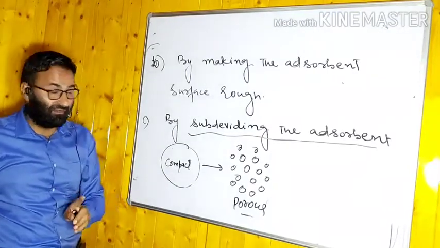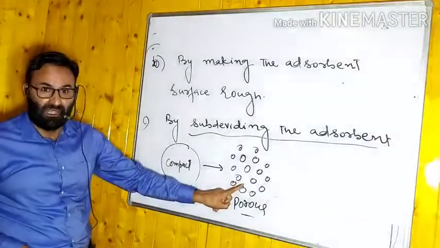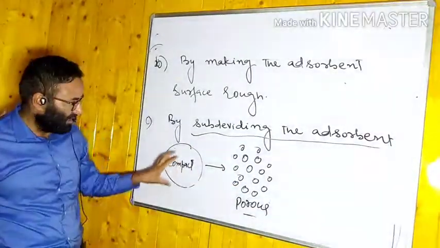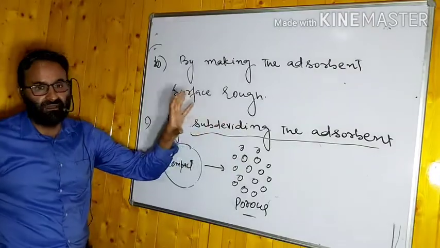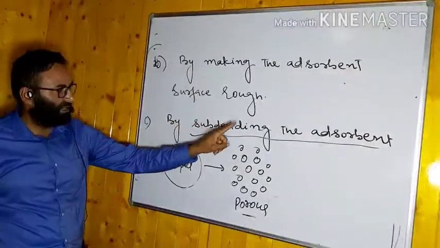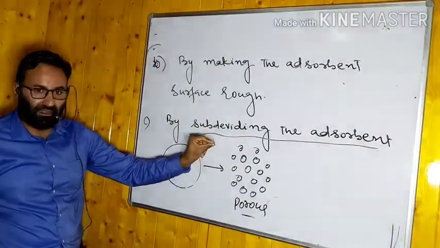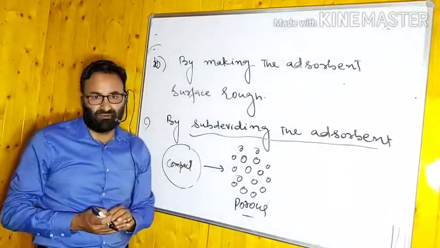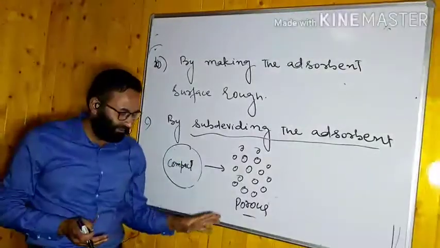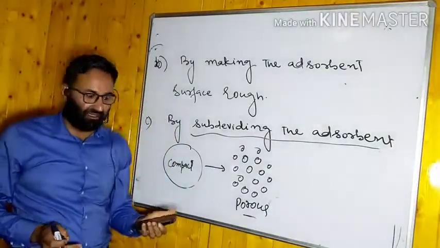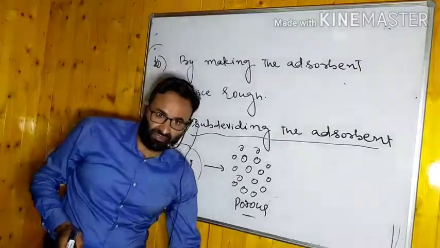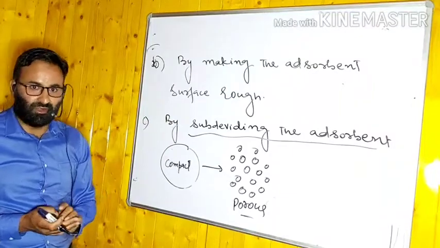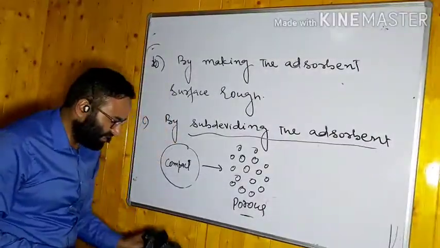Hence, we generally prefer the adsorbent in the porous form. We generally prefer the adsorbent in the powdered form, because in the powdered form there is greater surface area. By subdividing the adsorbent, the surface area increases. When the surface area increases, the rate of adsorption will be high. These are the 5 factors which affect the rate of adsorption. Remember this point, adsorption of gases on solids. Now we will discuss an important topic.